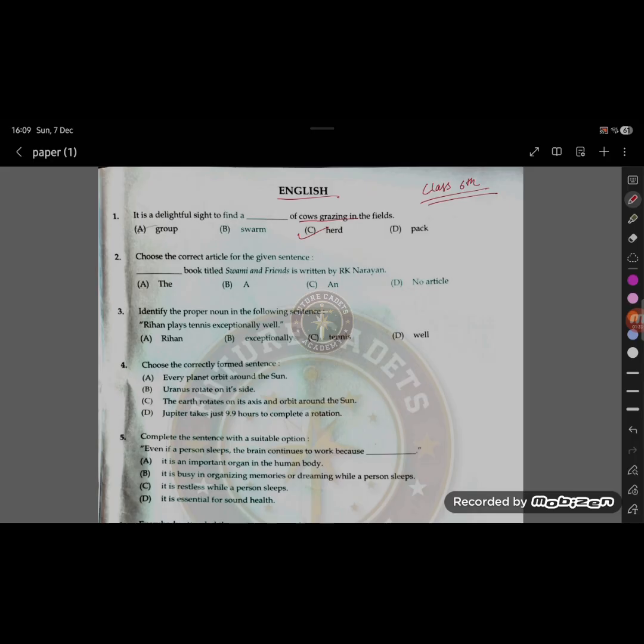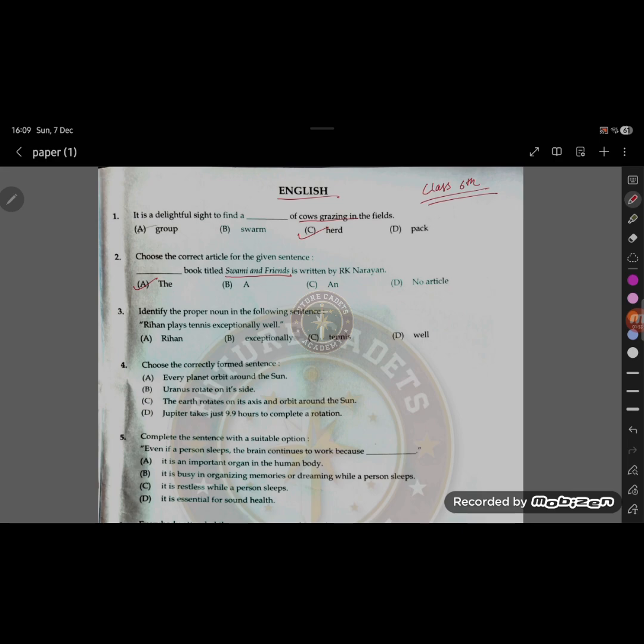Question number 2 reads like: dash book titled Swami and Friends is written by R.K. Narayanan. Now since it's a specific book, we use a definite article, that is 'the'.